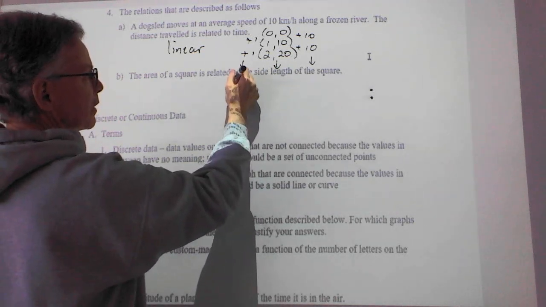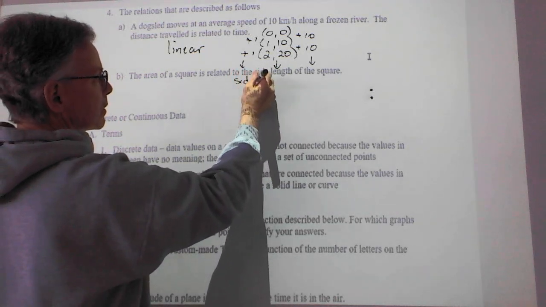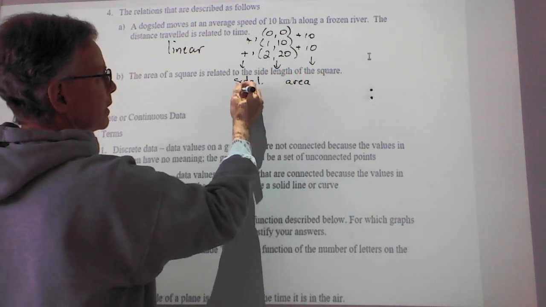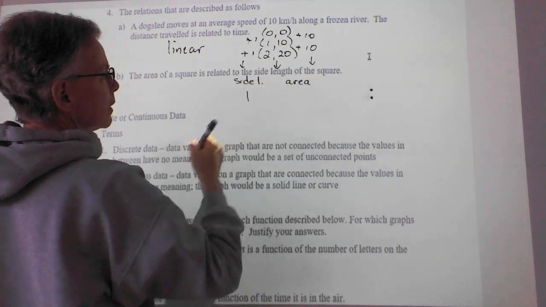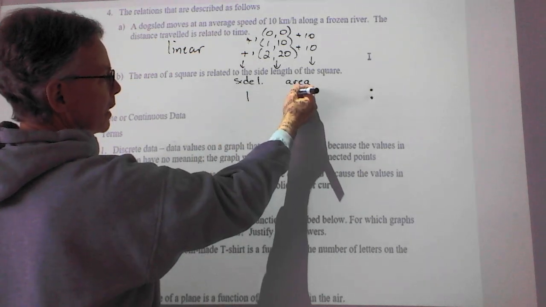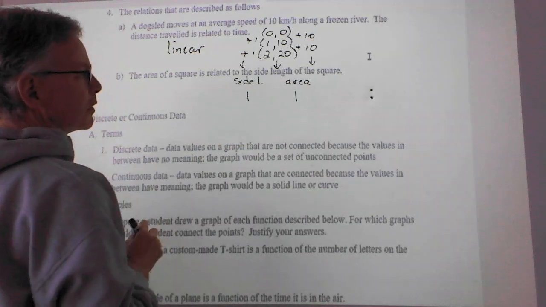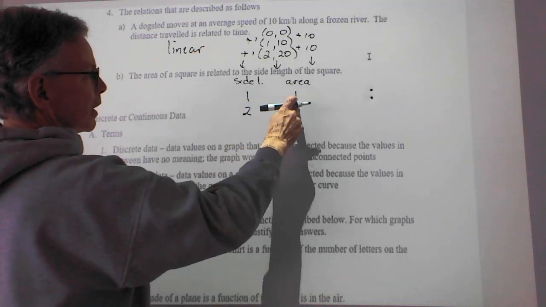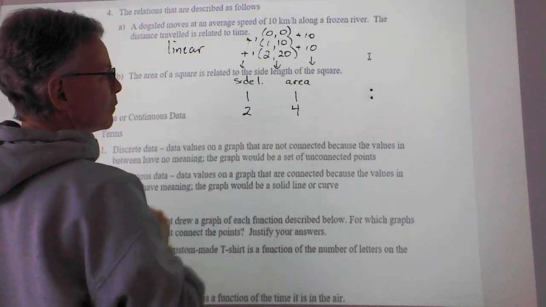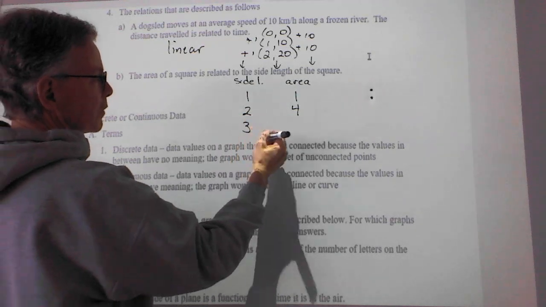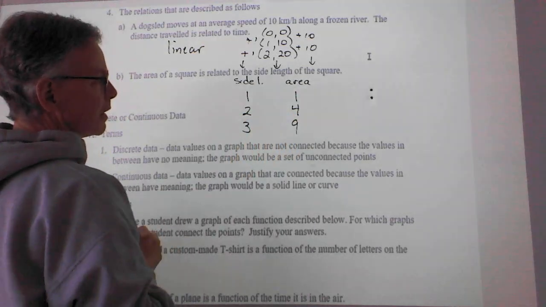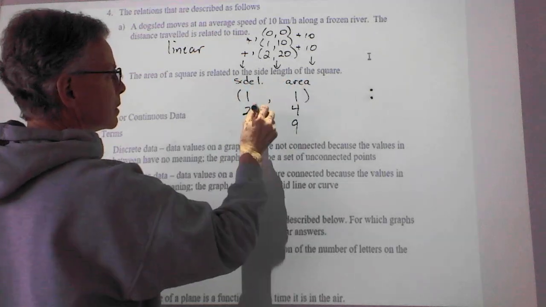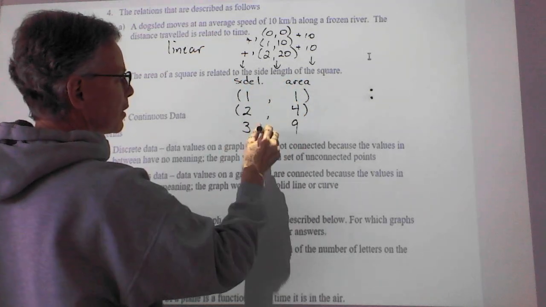Okay? With this one, we're comparing the area of a square with the side length of that square. So, if we're comparing side length with area, then if our side length is 1, our area is 1 times 1, or 1 unit squared. If our side length is 2, our area is 2 times 2, 4. If our side length is 3, our area is 9, and so on. That generates another set of ordered pairs.